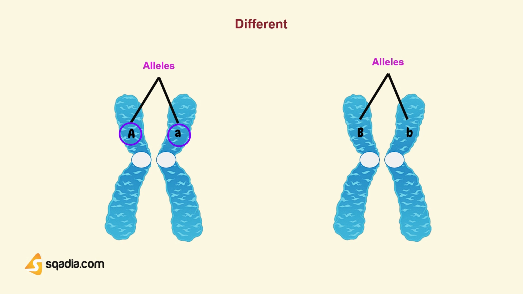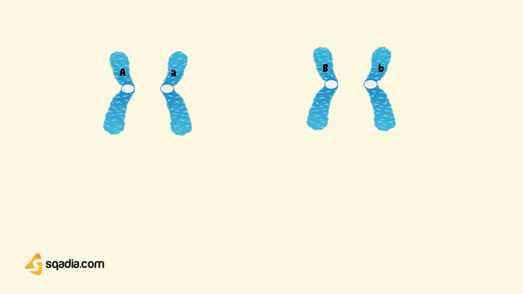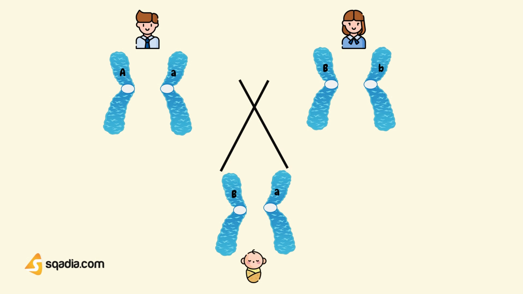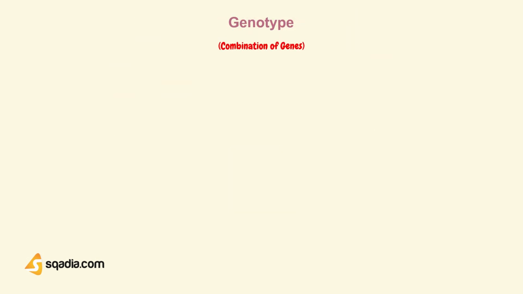When chromosomes separate during meiosis, alleles also separate, and each gamete gets one of the two alleles from both parents. When gametes unite to form the zygote, the offspring also receives one allele from each parent. Now let's discuss what is genotype and its types. Genotype is the specific combination of genes in an individual.